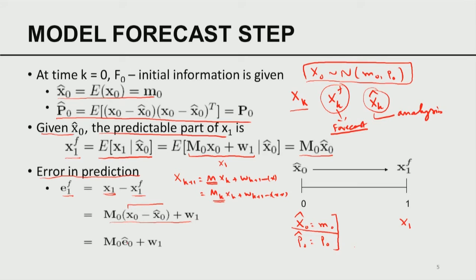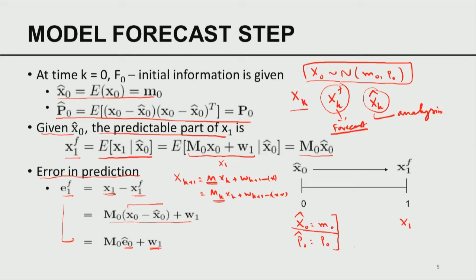So now I get a recurrence relation for the evolution of the forecast error. Now look at this, it is a beautiful expression. The forecast error at time 1 is m0 times the analysis error at time 0 plus w1. The analysis error in the previous step is going to dictate the forecast error in the next step. That is how the analysis and the forecast are related.